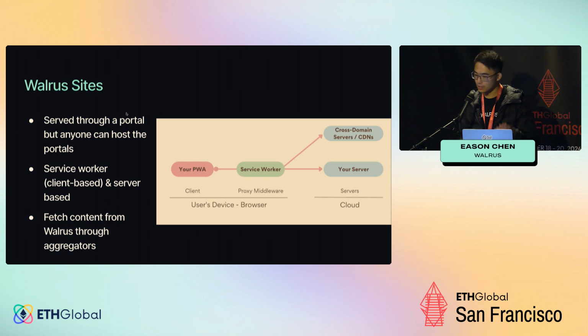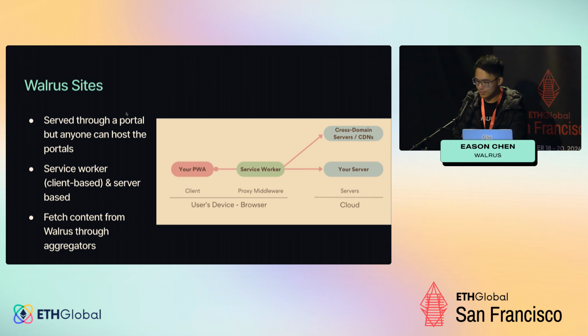There is also a way to do this with a server-based portal. It basically uses the same blob ID. So every time you see docs.walrus.site, that's being served with the service worker. But if you go to docs.blob.store, that's being served with a server-based portal.